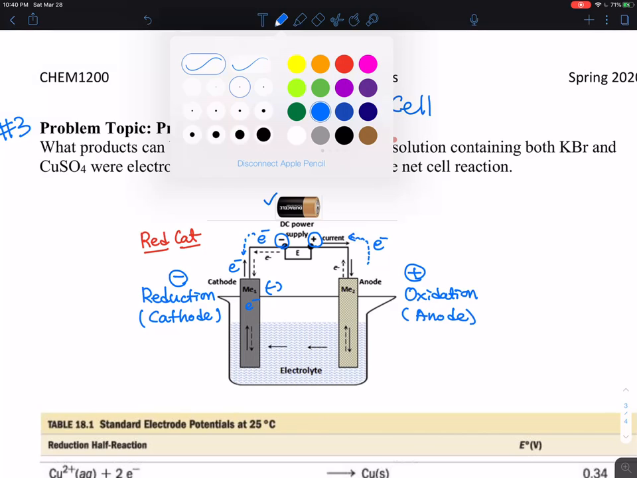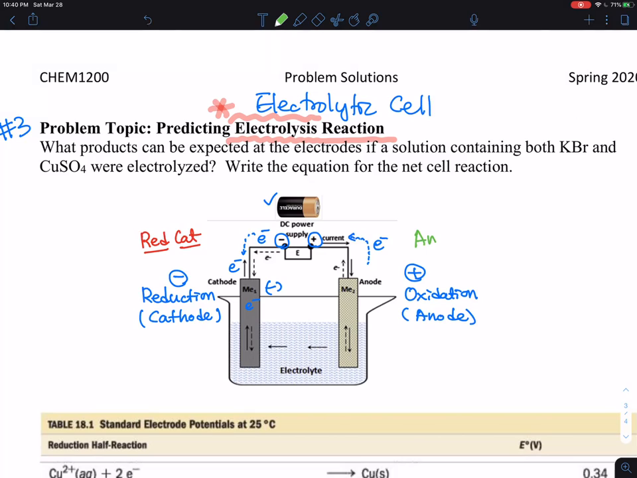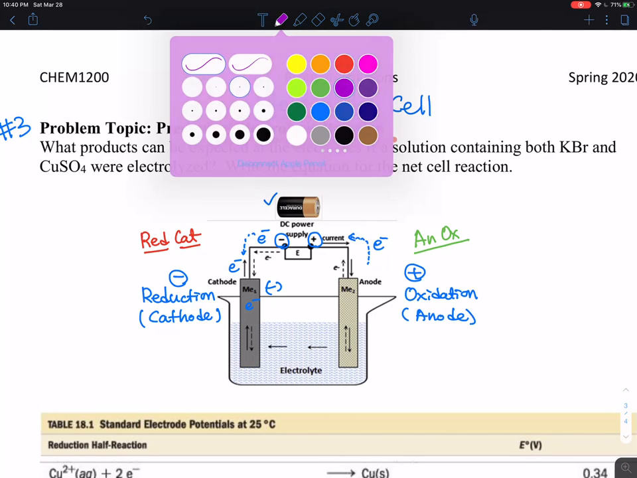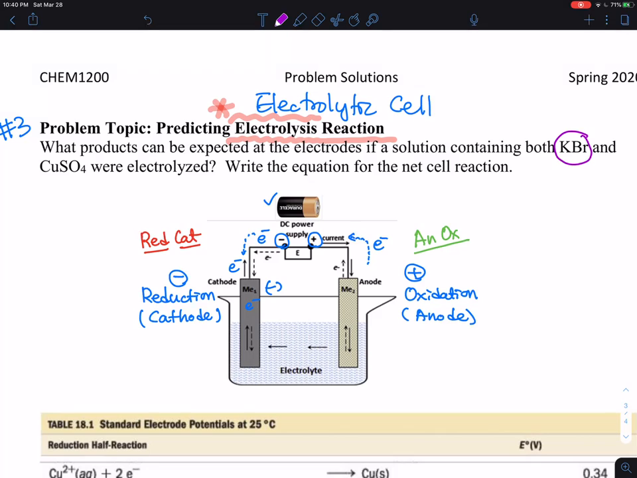And then you probably also heard people saying an ox, right? So we are talking about red cat versus an ox, but cathode is for the reduction. Then let's see what's going on here. They say we are going to put in some KBr, so K plus and Br minus ionic species. And then you will have copper 2 plus and SO4 2 minus. So those are what's happening here.